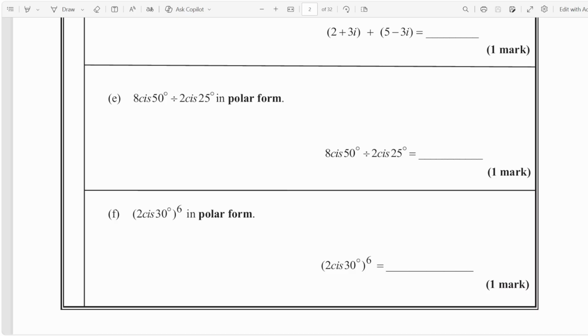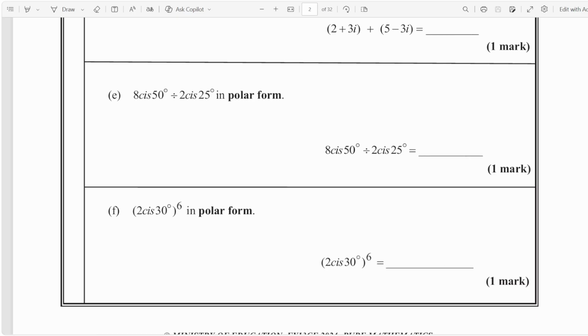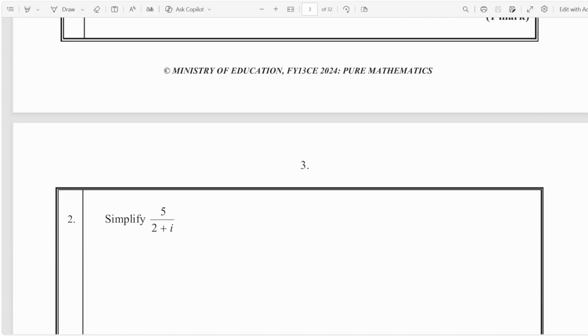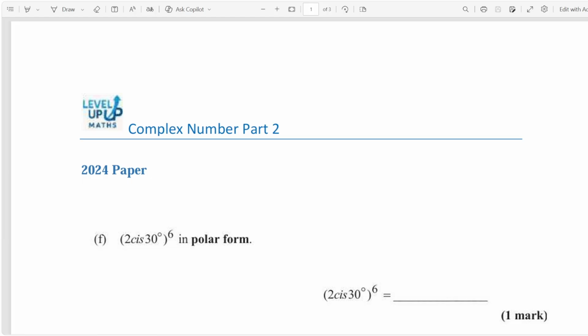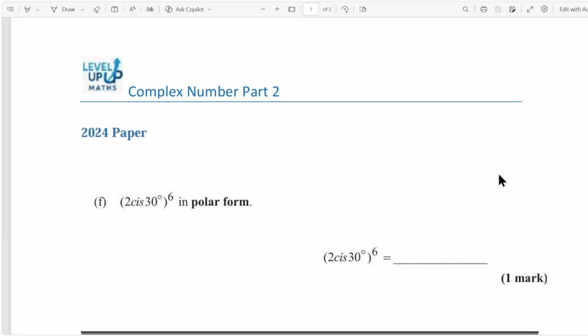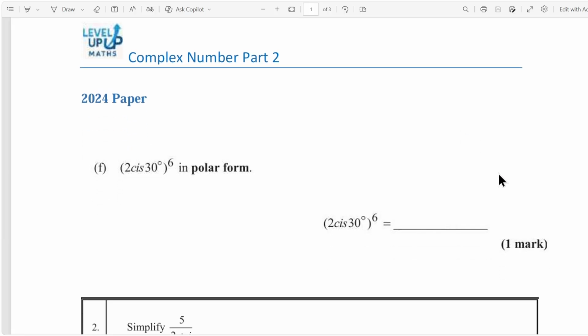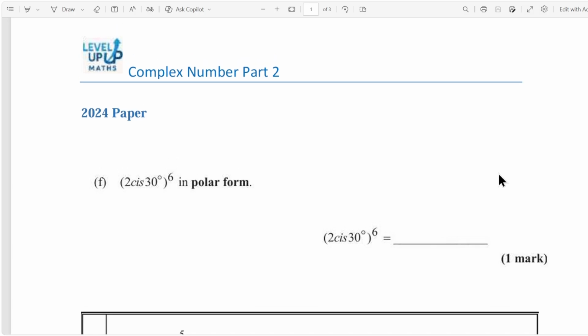We have completed E. Today we will start with F. So let's have a look at the second phase of solving complex numbers. That is this question, F in the 2024 paper. I'll just write down the question.